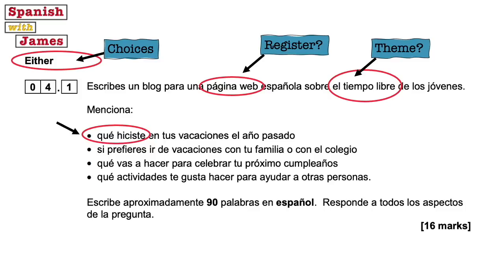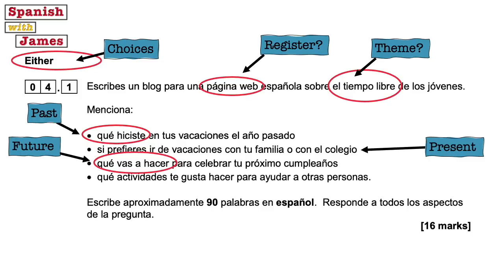Thinking about the tense, ¿qué hiciste? That's the past tense. Si prefieres ir de vacaciones, that's talking about our preferences, so that's present tense. ¿Qué vas a hacer? That's the future tense. What are you going to do? And then we've got, again, talking about our preferences, what we like to do, so that one's going to be the present tense. So that should make us think about, for each of those bullet points, what language do we need to use, what tenses do we need to use in our answer, and we need to make sure we mention all 4 of those.